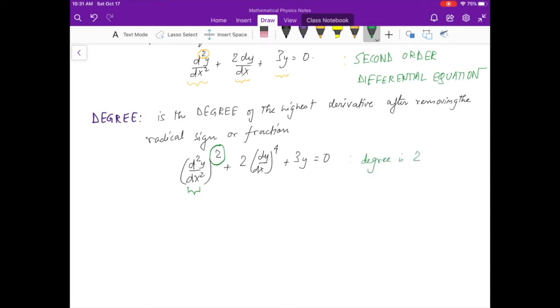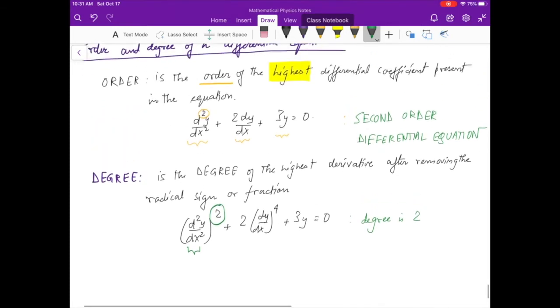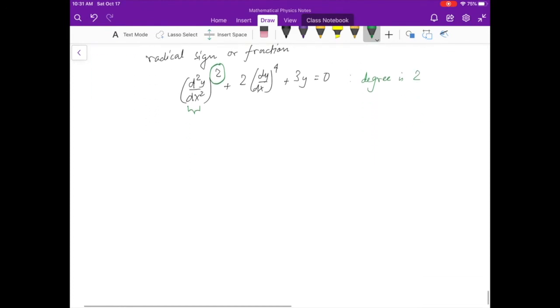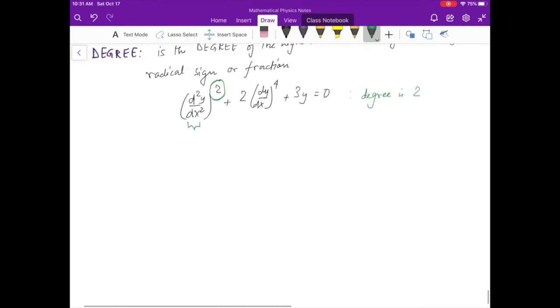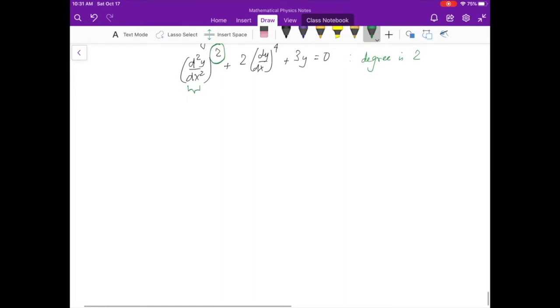Okay, so it's a pretty straightforward understanding of what we're trying to do, but this needs to be at the back of your mind when you are solving problems, because it is essential when choosing what kind of solution strategy, which method of differential equation, is going to be implemented. So this is all about degree and order of a differential equation.